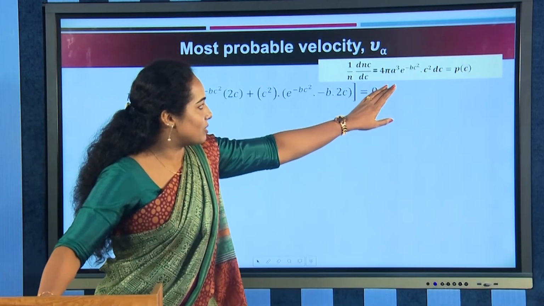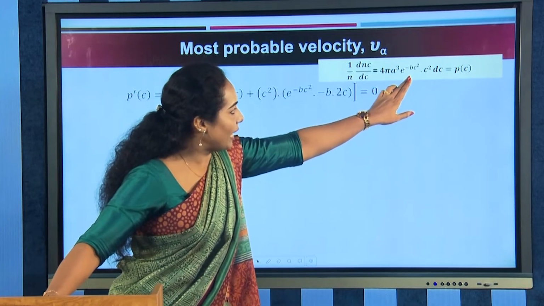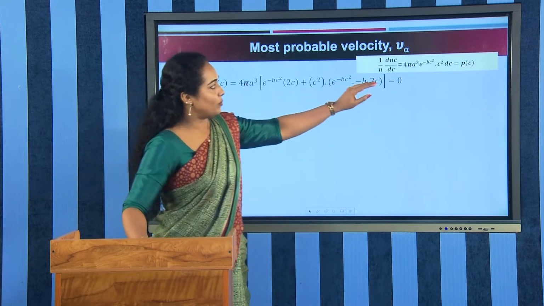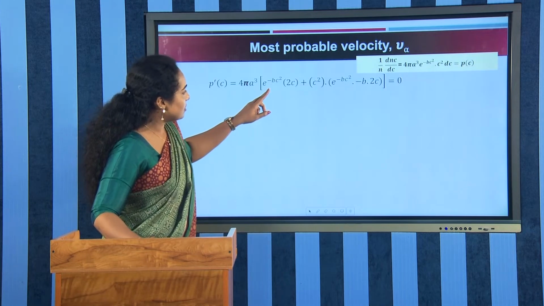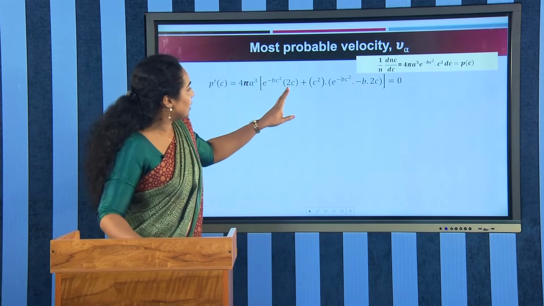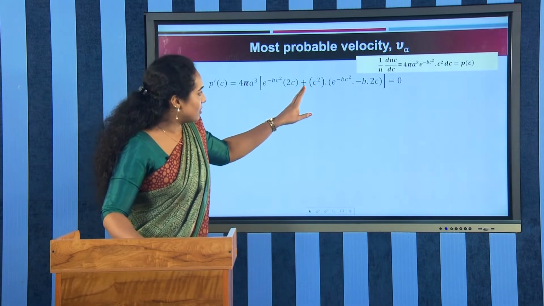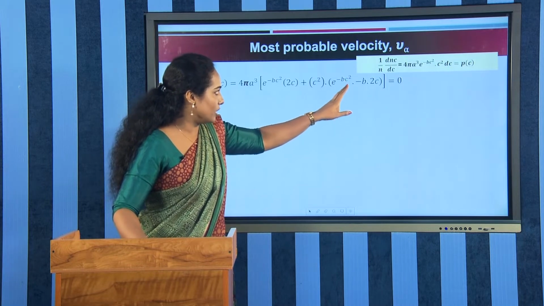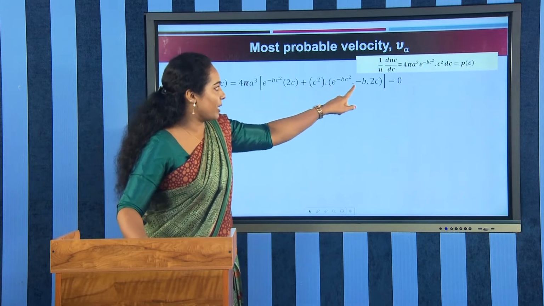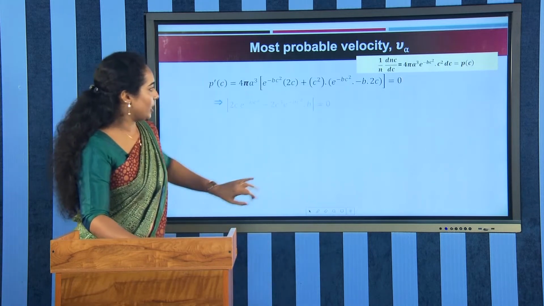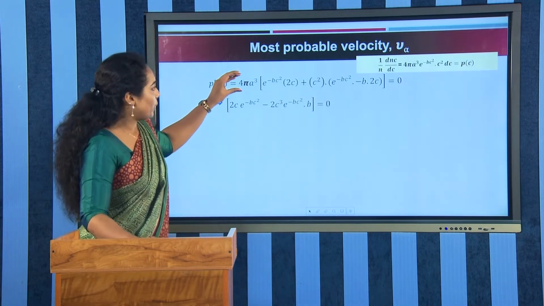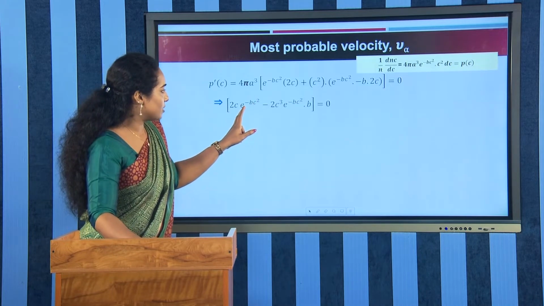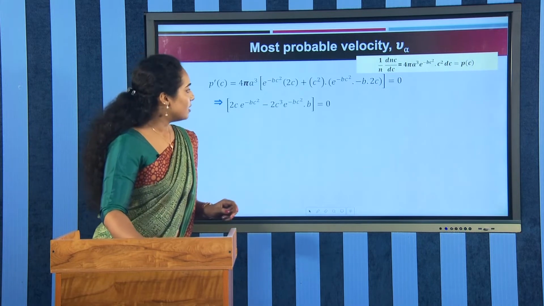Here we have the Maxwell expression, 4 pi a cube is a constant, and that multiplies the product of e raised to minus b square c square and c square. We know that the derivative of a product is first into derivative of second plus second into derivative of first. So we apply the same thing: 4 pi a cube, first, e raised to minus b square c square, into derivative of second, that is derivative of c square, which is 2c, plus second, c square, into derivative of first, that is e raised to minus b square c square into the derivative of the exponential term, that is minus b square into 2c, and this is equated to 0. In order to fulfill this condition, we cannot equate the constant to 0. Instead, we equate this part of the equation to 0, that is 2c e raised to minus b square c square minus 2c cube e raised to minus b square c square into b square is equal to 0.